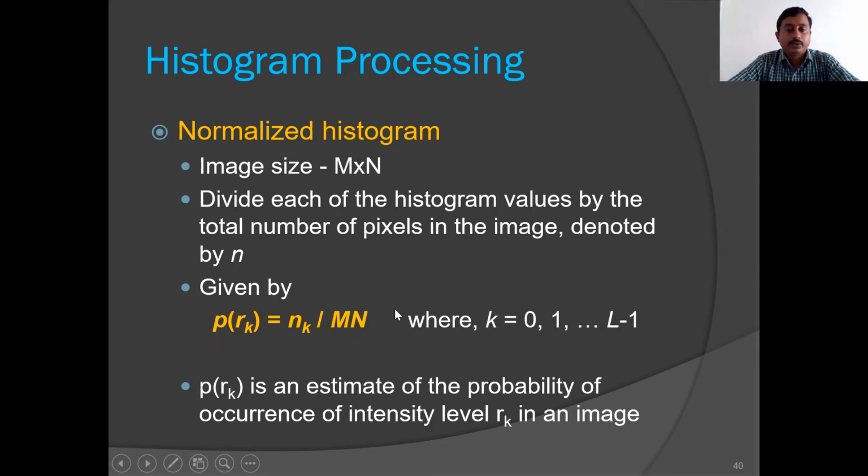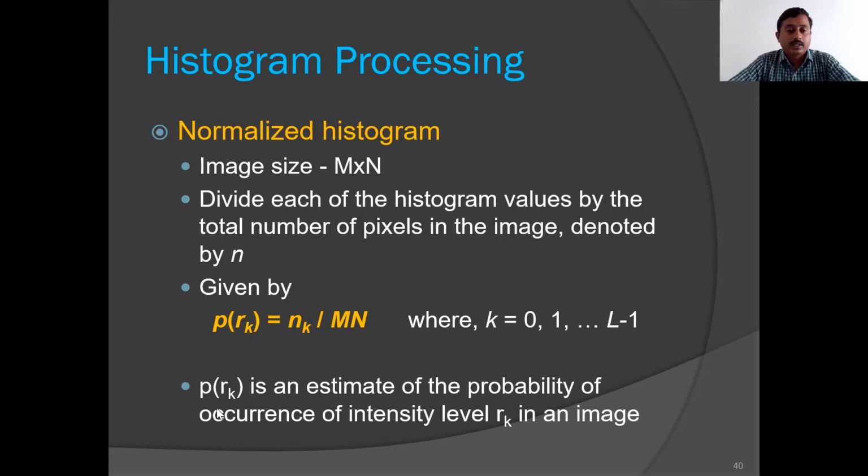So what we are doing here: nk is the number of pixels having intensity rk, right? That we are dividing by the total number of pixels, right? So it is just like a probability, and it represents the probability that a particular pixel will have intensity rk.